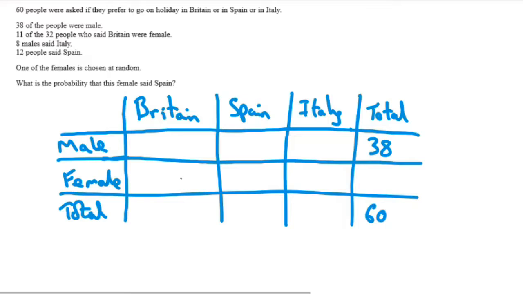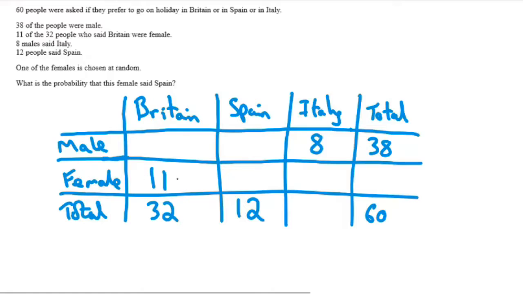11 of the 32 people who said Britain were female. There's two numbers we're going to plot in here. So 32 people said Britain in total. Of them, 11 were female. 8 males said Italy. And 12 people said Spain in total. One of the females is chosen at random. What is the probability that this female said Spain?